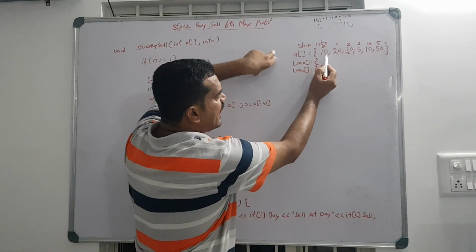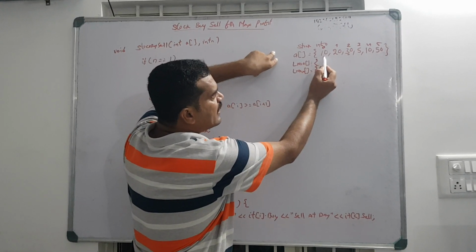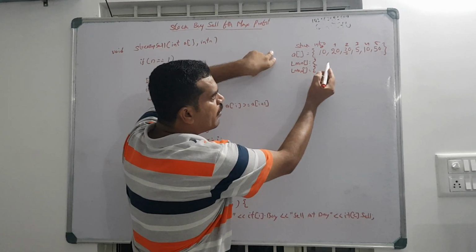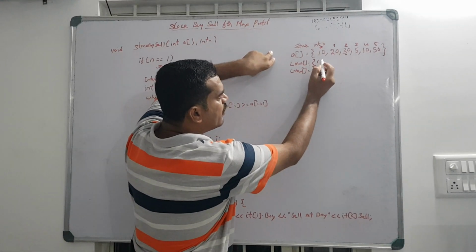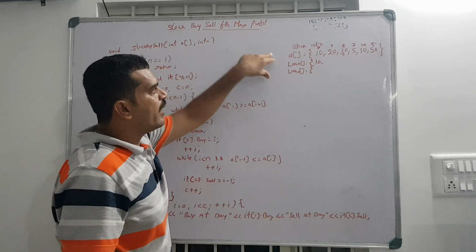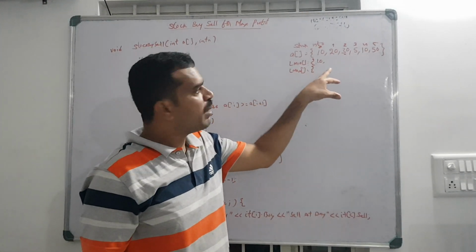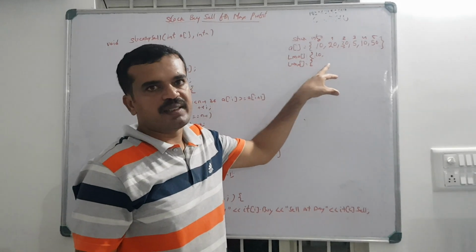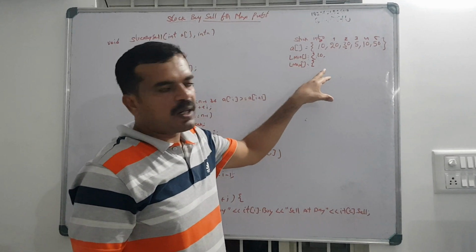So in this case, 10 is the starting point. 10 is less than 20. So we can buy the shares at position 0, that is 10. And then once you find the local minimum, you have to find when to sell it. So that is nothing but local maximum.